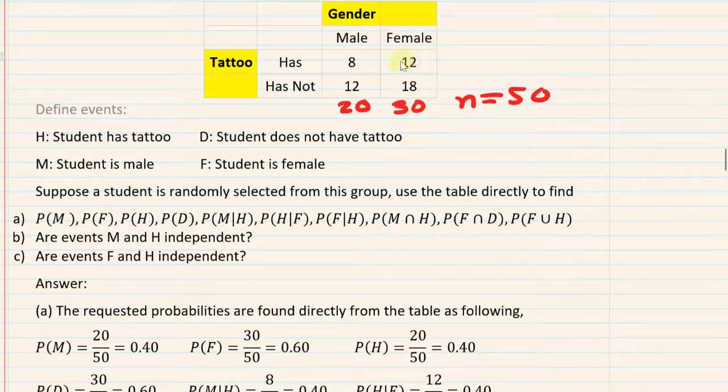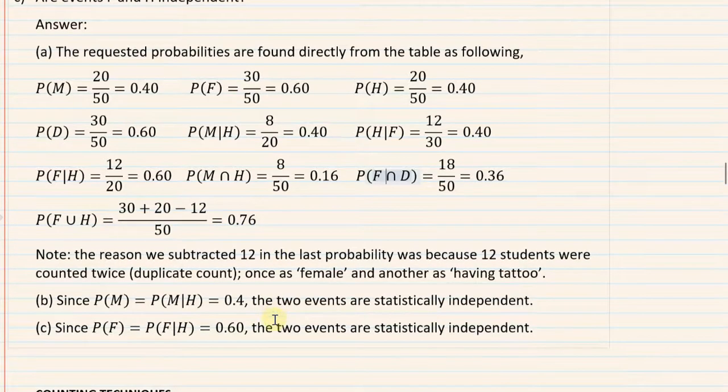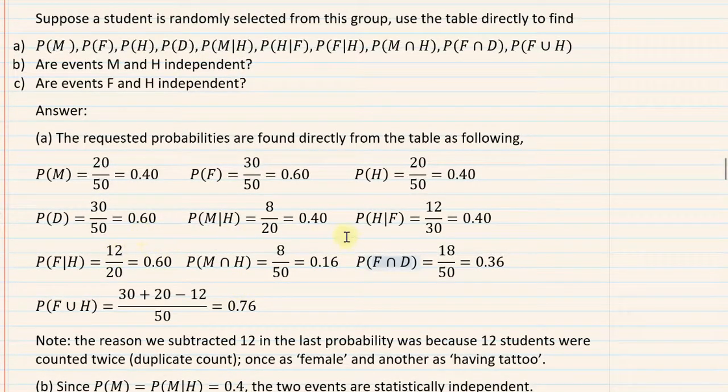So we need to remove the duplicate counts, the 12, and the reason for that is minus 12. If I did the arithmetic right in this one, that should be 76%. And here I stated the reason for that: to remove the duplicate counts. Now let's take a look at part B.